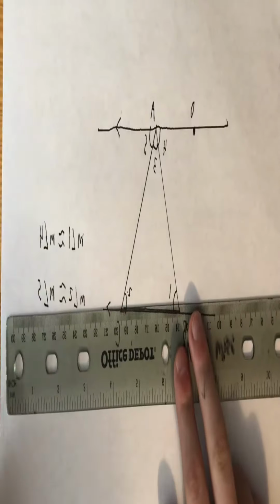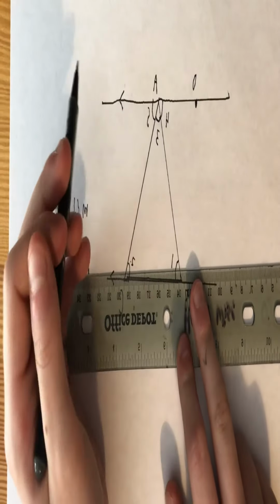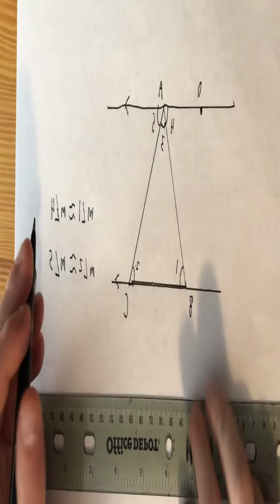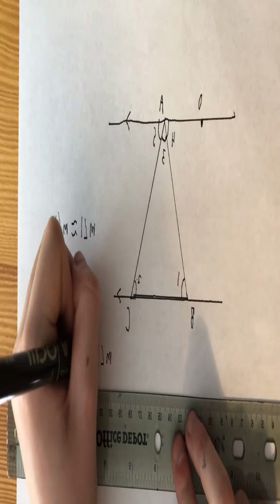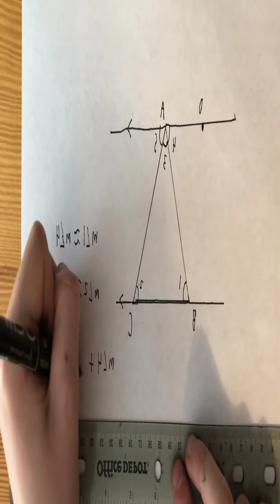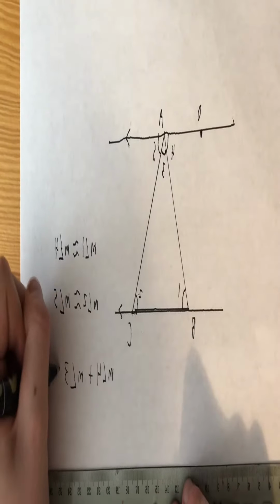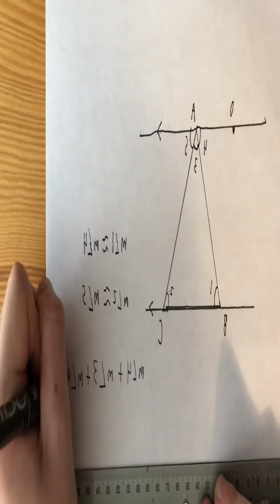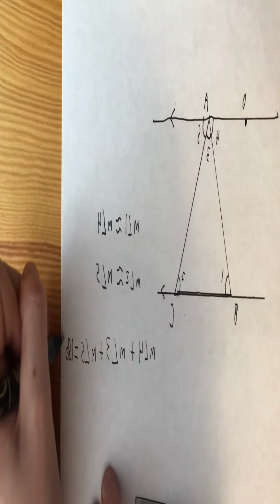Now, if we also note here, these three angles form a semicircle on a straight line. Because they form a semicircle, we can write an equation. Measure of angle 4 plus measure of angle 3 plus measure of angle 5 equals 180 degrees.